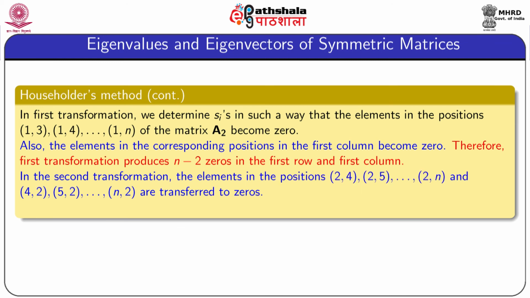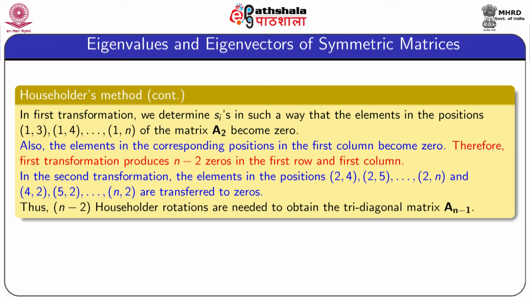In the second transformation, the elements in positions 2,4, 2,5 up to 2,n and 4,2, 5,2 up to n,2 are transformed to 0. That means the elements of the second column and the second row are transformed to zeros. Thus, n minus 2 Householder rotations are needed to obtain the tridiagonal matrix A n minus 1. That means we have generated a sequence of matrices A1, A2 up to A n minus 1, ending in a tridiagonal matrix.